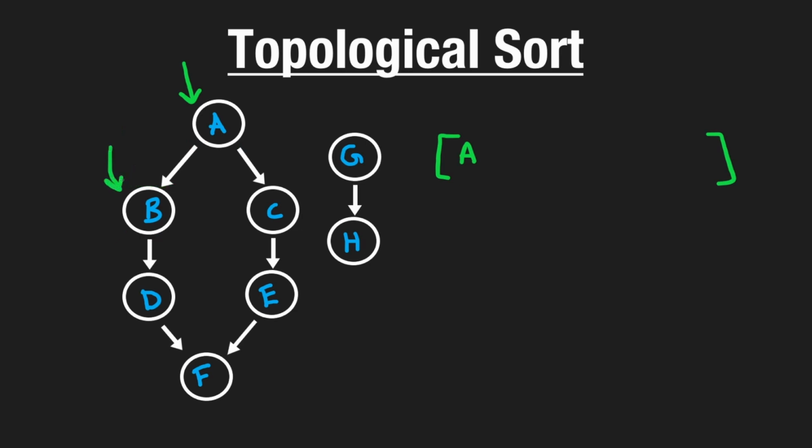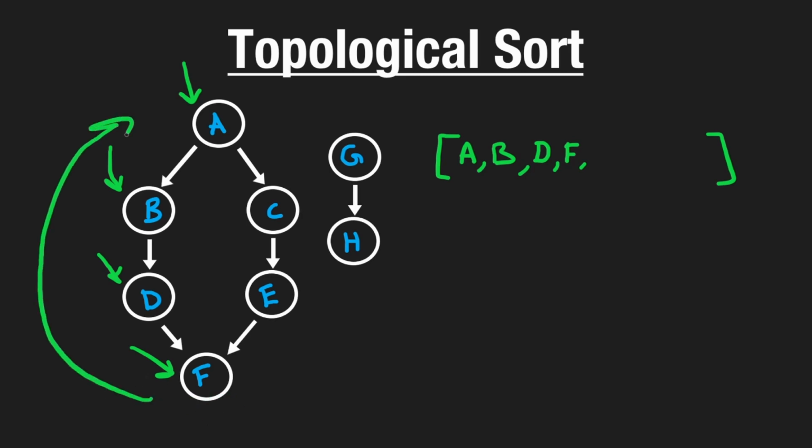Recursively, now let's run DFS on B. So let's add B to the result. Let's go down B's neighbor. It just has a single one, D, add D to the result. D just has a single neighbor, add F to the result. And F does not have any neighbors, so we can't do anything anymore. So at this point, we would just pop all the way back up recursively, and then we would end up getting up to A. So then for A, we'd go to its next neighbor, C.